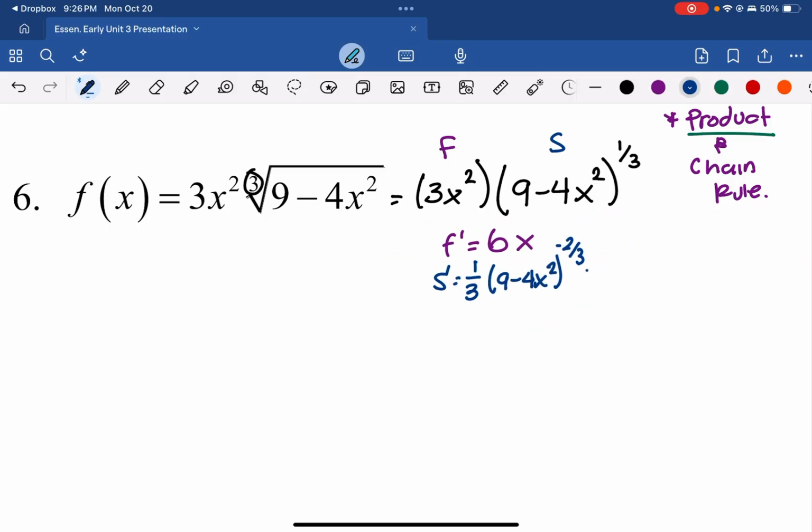Okay. And then I have to take the derivative of the inside. So 9 minus 4x squared. The 9 is going to make a 0. So then I have negative 4 times 2. So it's going to give me a negative 8x because I reduced the power by 1. Okay. Now we have the two pieces. So product rule says we do the first.